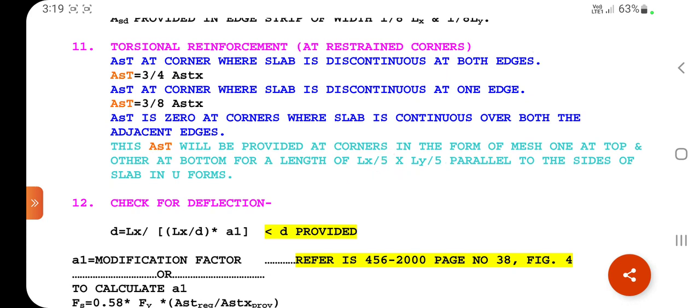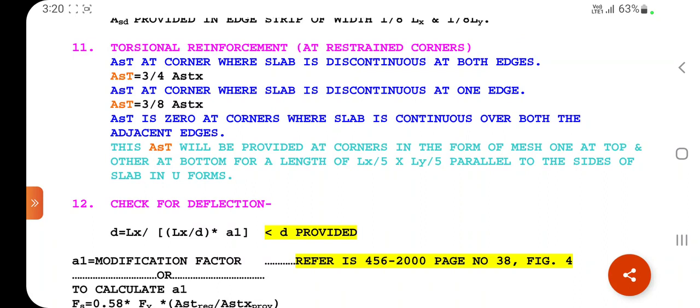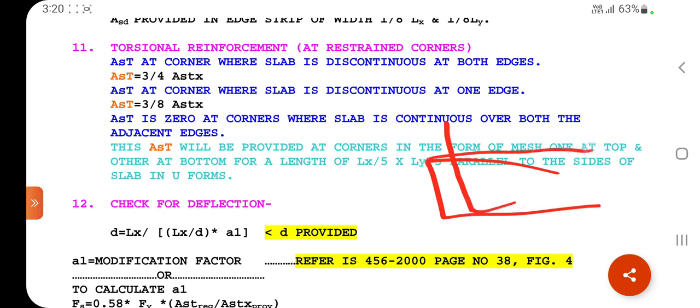See how it will be provided? In this way, in the U form. So how is this reinforcement provided? In this way, in the form of a U.